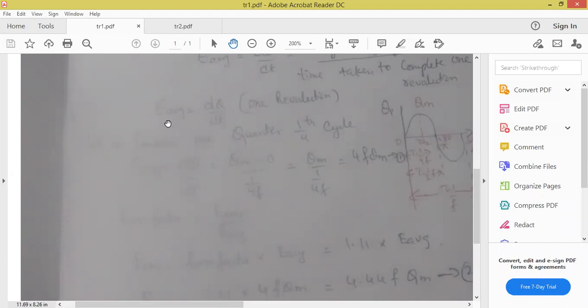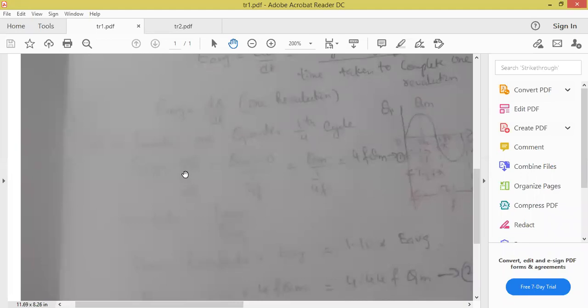All of you see, write in the notes: E average equals d phi by dt. Clarity material I will release, but now you listen. E average equals d phi by dt. Here also, what I have written, anyone tell me? Same expression: E average equals d phi by dt.